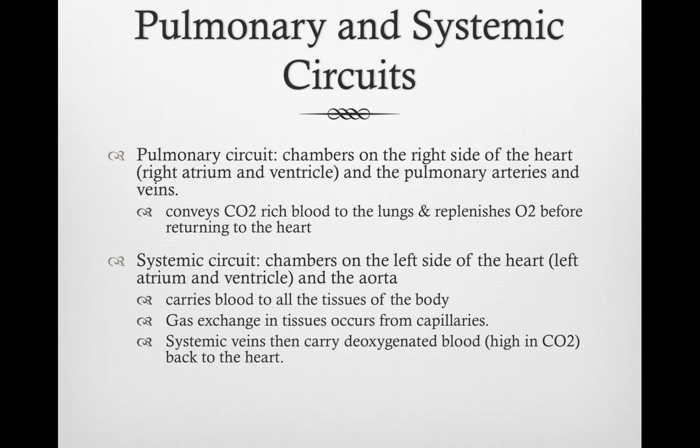There are two circuits involved. This coincides with the two sides of the heart and thus the two side-by-side pumps that are working in tandem here. Now, the pulmonary circuit. Anytime you hear pulmonary, you should think lungs. The pulmonary circuit is all about getting that blood from the right side of the heart, that is the right atrium and the right ventricle, out to the actual lungs so that it can get rid of the carbon dioxide that has been picked up from the body tissues, and at the same time replenish oxygen back into that blood so that we can return that blood back to the heart.